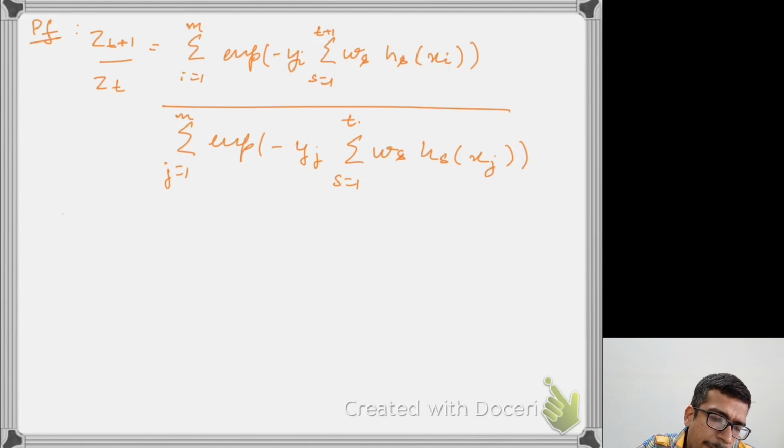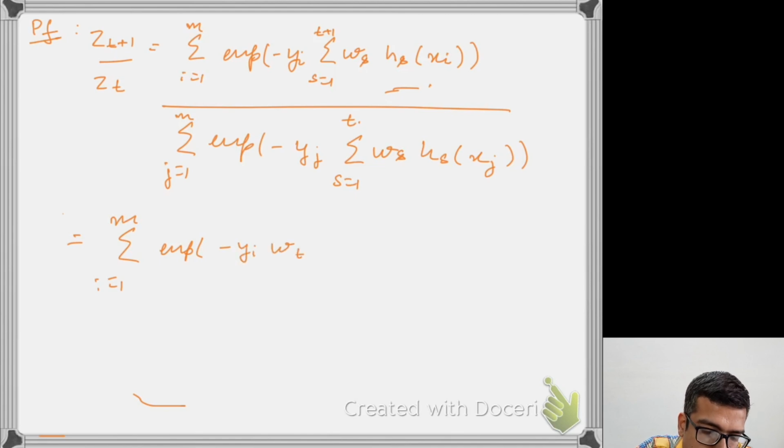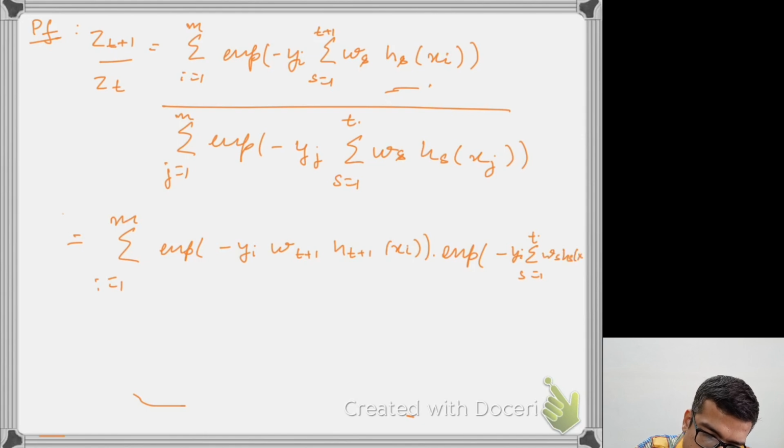And now what I do is that I separate out the t plus 1th term from the numerator. So I have this exponential of this particular summation, but if I take out the t plus 1th term, I'm going to get minus yi wt plus 1 ht plus 1 xi, and then I have the remaining exponential. And similarly in the denominator, I have sum over all j exponential of minus yj sum over s from 1 to t ws hs xj.